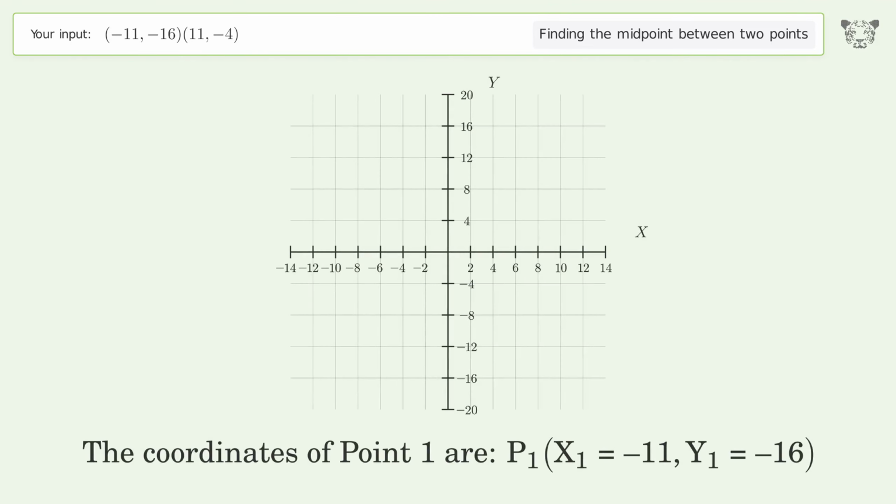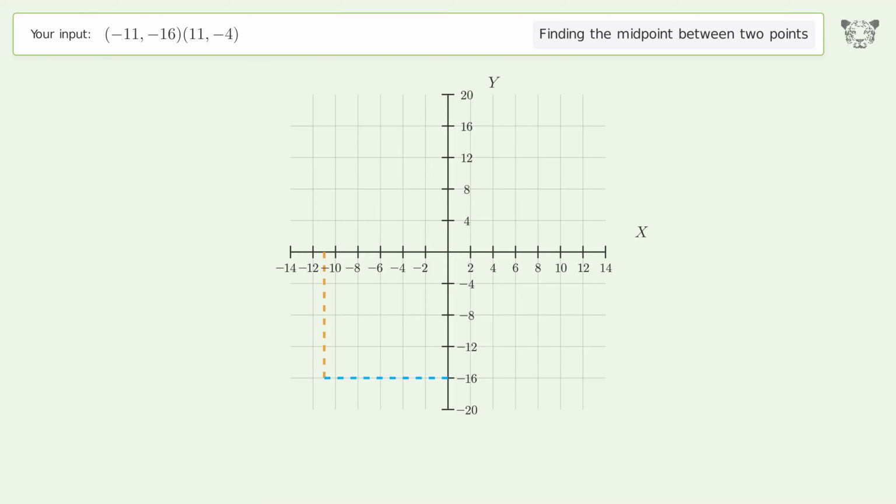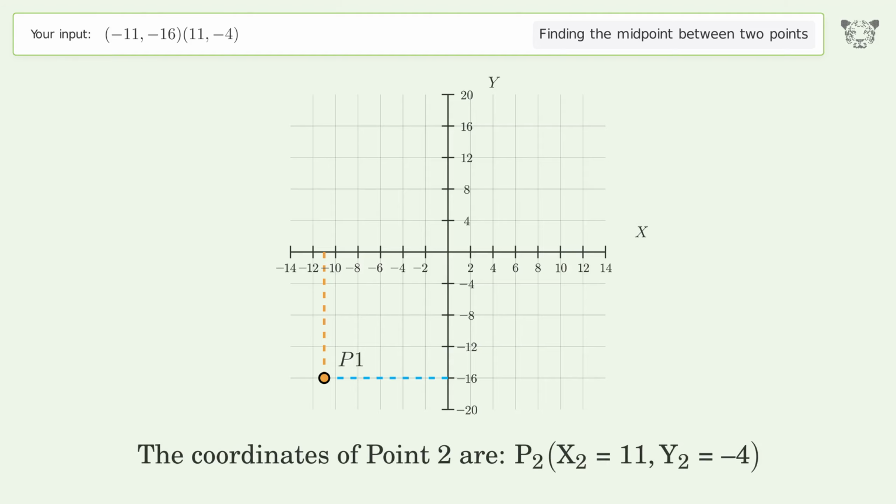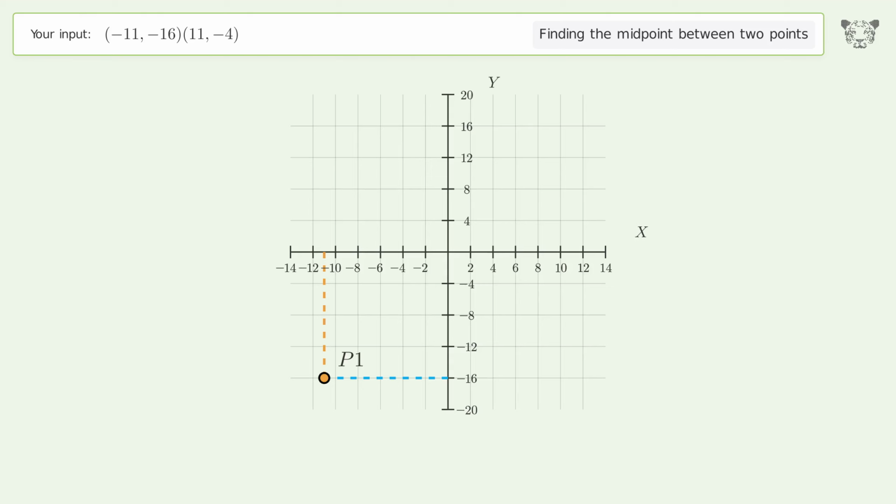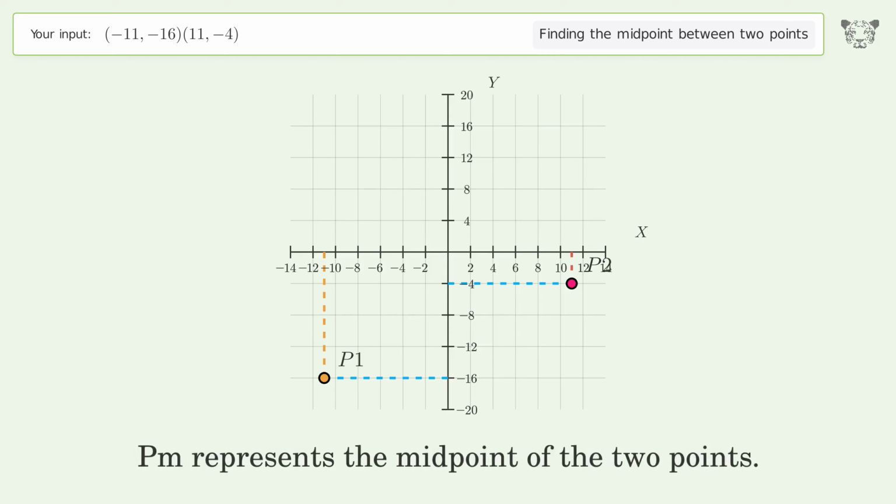The coordinates of point 1 are, x1 equals -11, y1 equals -16. The coordinates of point 2 are, x2 equals 11, y2 equals -4. PM represents the midpoint of the 2 points.